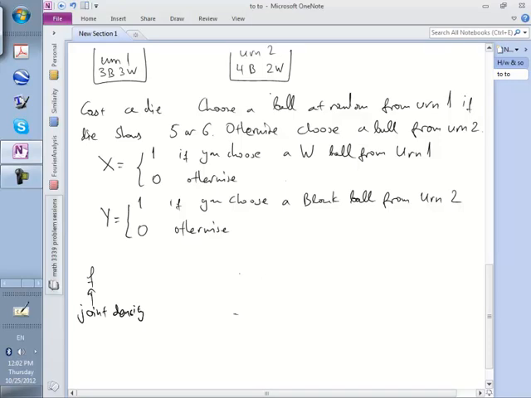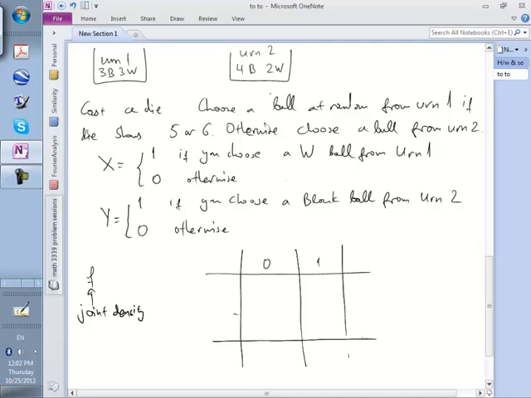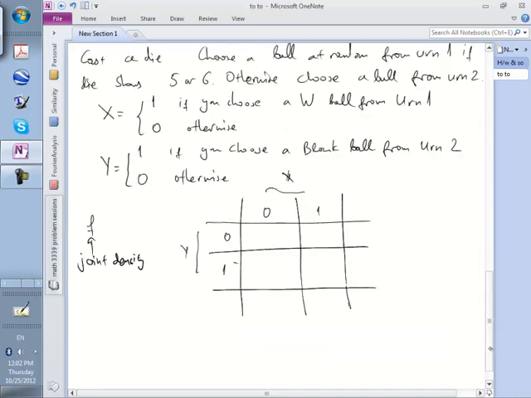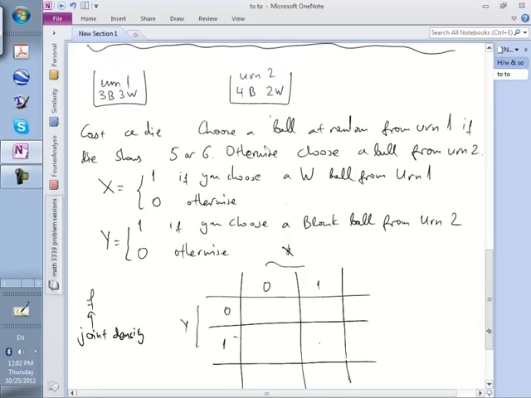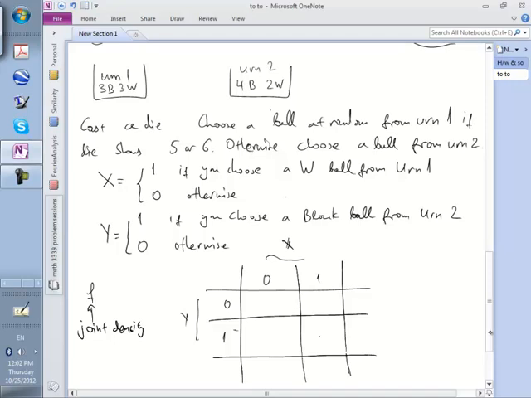So to calculate the joint density, we do what? We do this table here, values of x. Let's leave some space for the marginals here. Values of y, 0, 1. So here are the values of y. These are the values of x. And now, what is the probability that both random variables take the value 1?